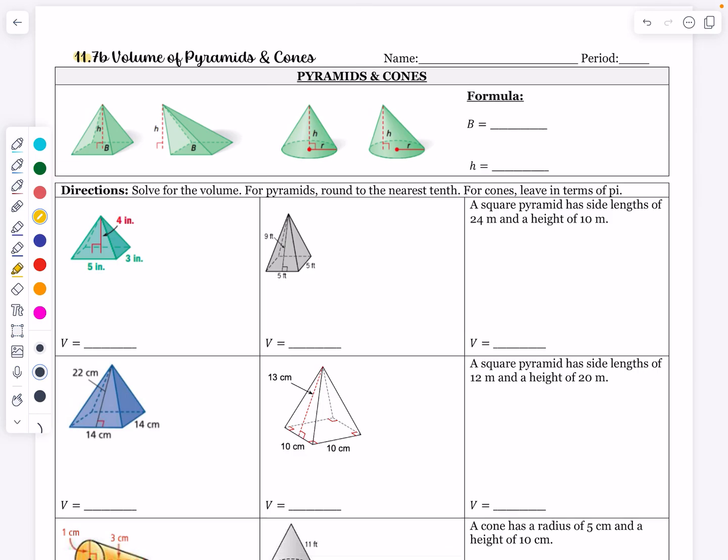Hello everyone, and welcome to our 11.7 lesson on volume of pyramids and cones. 11.7a was about the surface area of pyramids and cones, but now we're going to start looking at the volume.